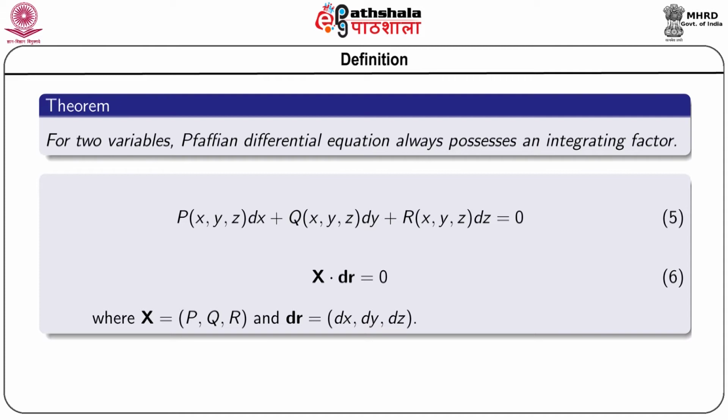Now, we are going to discuss a Pfaffian differential equation in 3 variables. Equation 5 is a general form of a Pfaffian differential equation in 3 variables. It can be written in vector form X dot dr equals 0, where X is equal to (P, Q, R) and dr is equal to (dx, dy, dz).